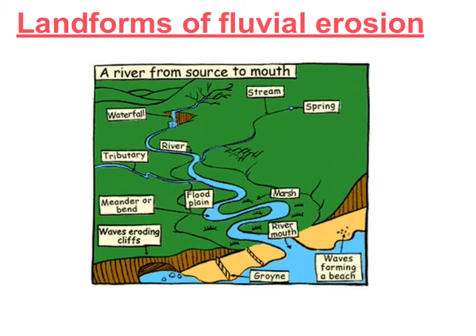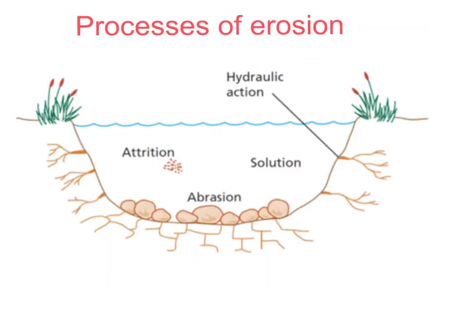Rivers create erosional landforms. These are found in the upper course of the river in this area here, things including the waterfall and a V-shaped valley found close to the source. This is how the river erodes.